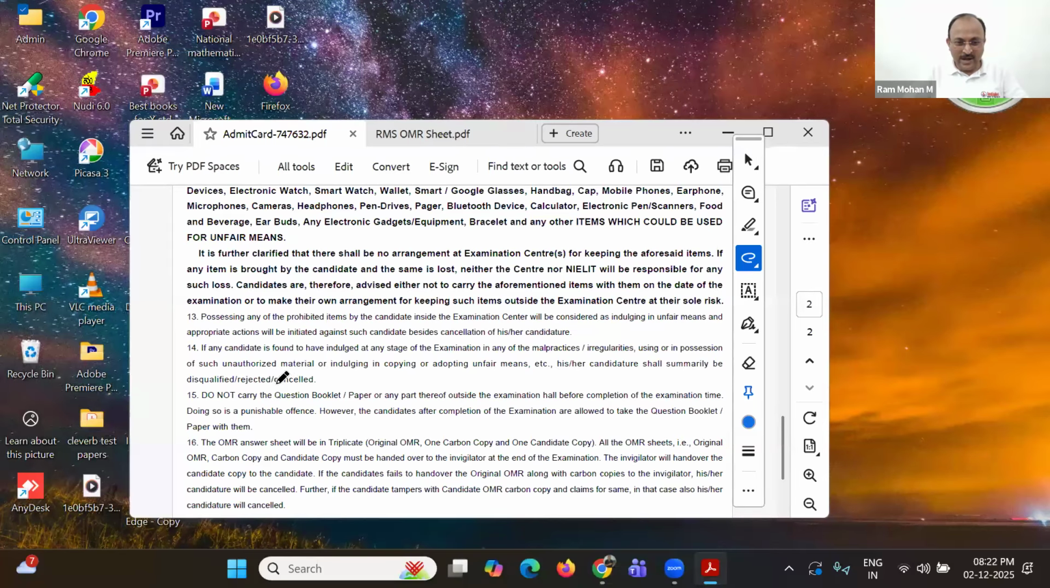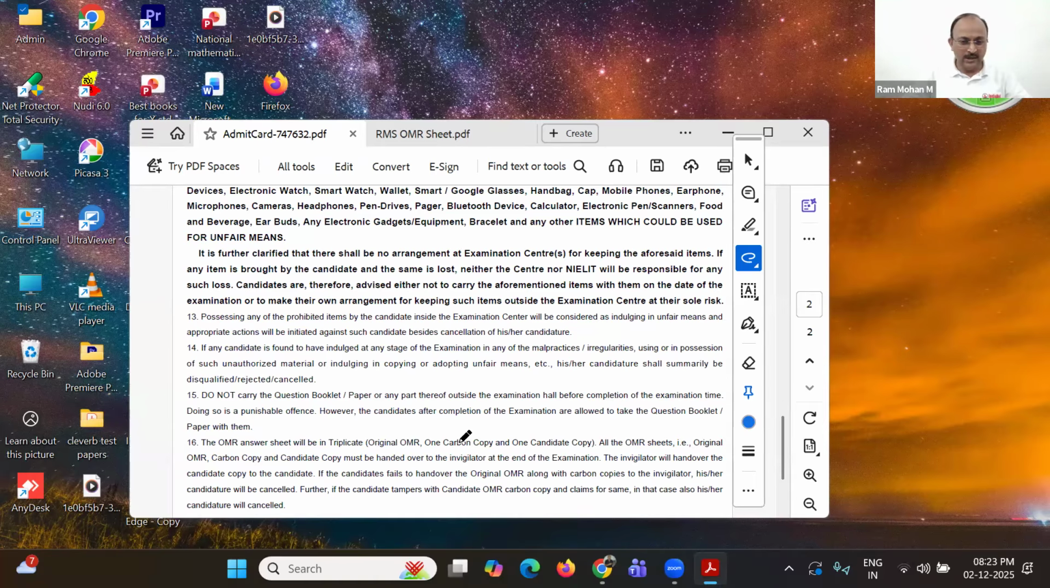If any candidate is found to have indulged in any of these malpractices, the paper will be taken away and it will be written as disqualified. They will send you out. Don't do any of these things. Do not carry the question booklet or paper or any part thereof outside the examination hall before completion of the exam. After completion of the exam, you are allowed to take the question paper with you.